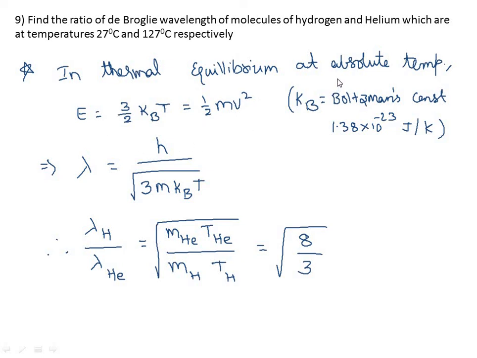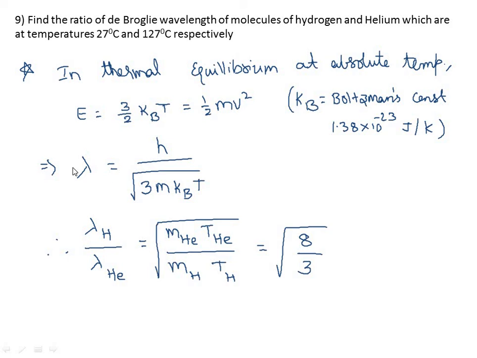So in thermal equilibrium and at absolute temperature, I can relate the kinetic energy to be 3 by 2 kBT, the average kinetic energy of the molecules, which you have already studied. kB is called Boltzmann's constant and its value is already given. Now lambda equals h by p, and momentum is nothing but root 2mKE. Replacing this, my final expression is h by root 3 m kB T.